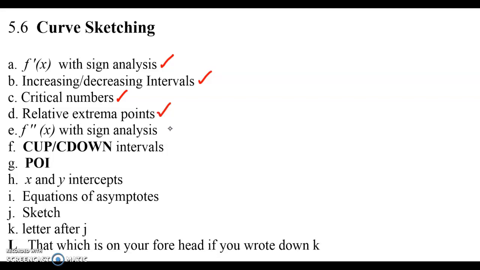Then we're going to look at the second derivative and do sign analysis on it. From that sign analysis, we'll be able to tell whether the function is concave up or concave down on the intervals. We will also be able to tell the points of inflection, the points where the concavity of that original function changes.